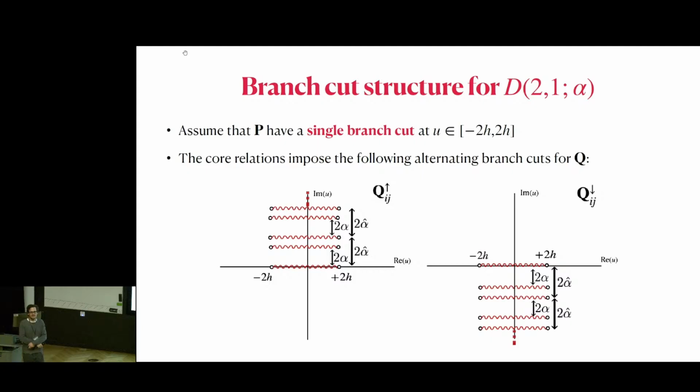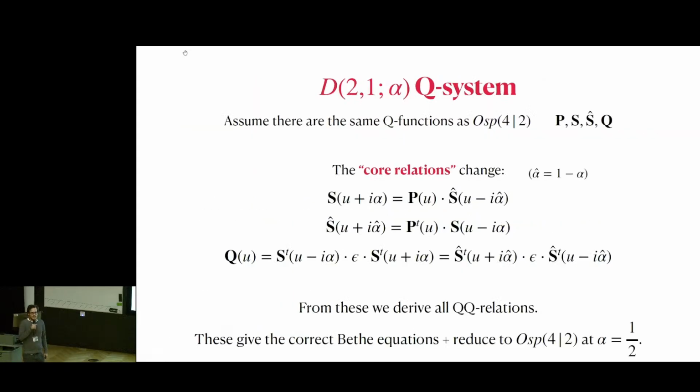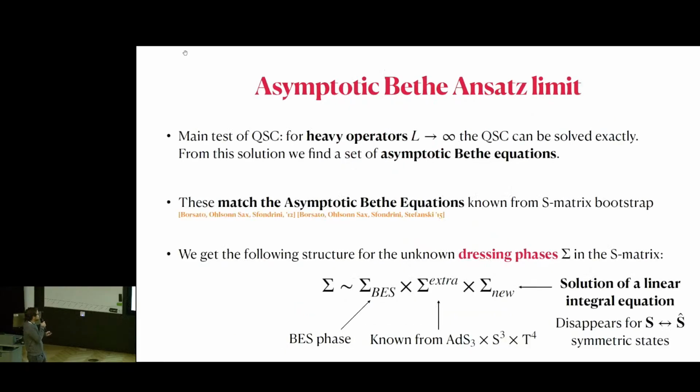So how about the S matrix for generic alpha? Yes, the papers I've cited here actually do the generic alpha case, but the dressing phase is not fixed. There's only a crossing equation written for it, but it's not solved. There's no explicit form, as far as I know.